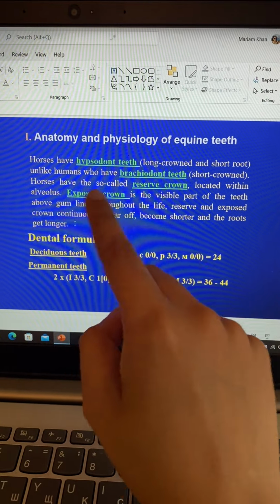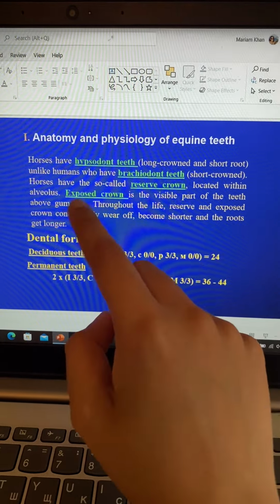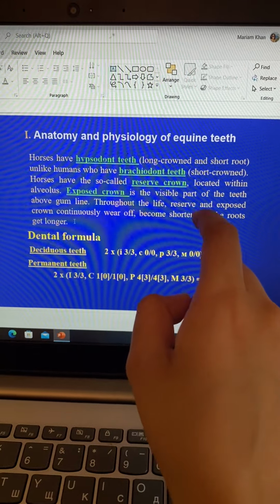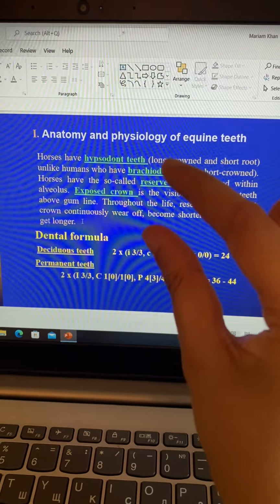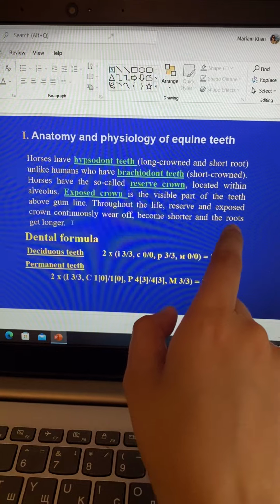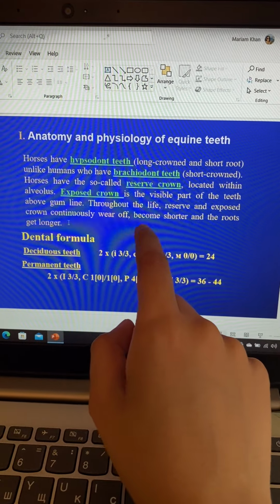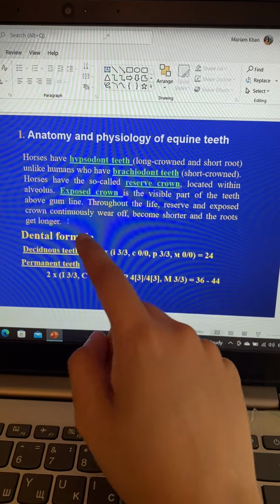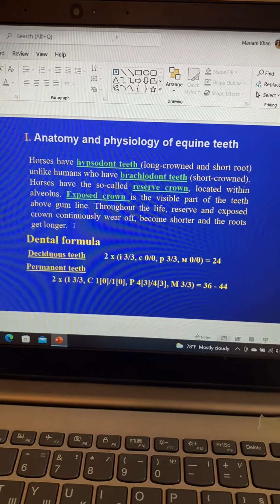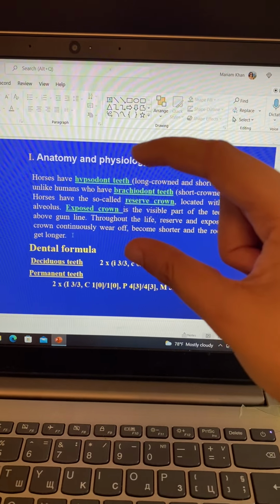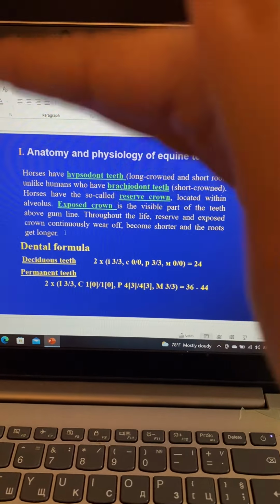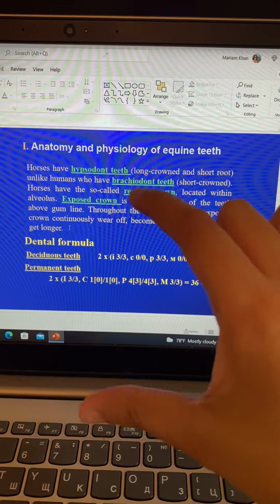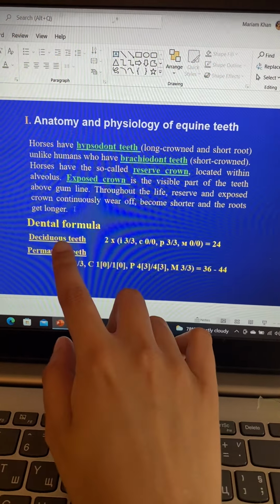And what they also have is what we call the reserve crown, which is in the alveolus, and the exposed crown is the part of the tooth above the gum line. Throughout their life, the reserve and the exposed crown continually wear off and they become shorter and the roots get longer. So basically, the part above the gum gets shorter over time because it's worn down, whereas the part below the gum actually gets longer, which is kind of gross if you think about it.